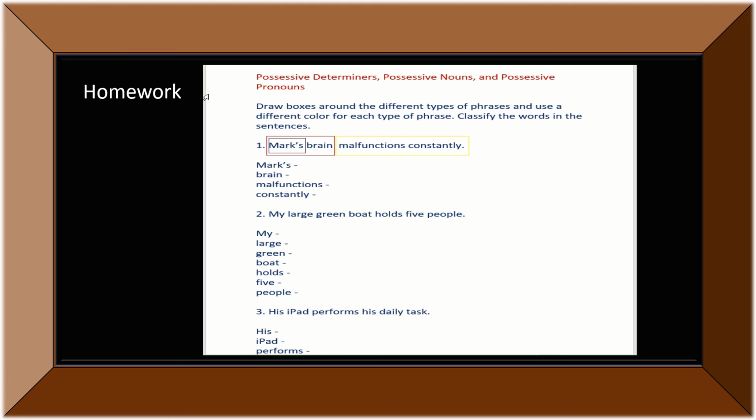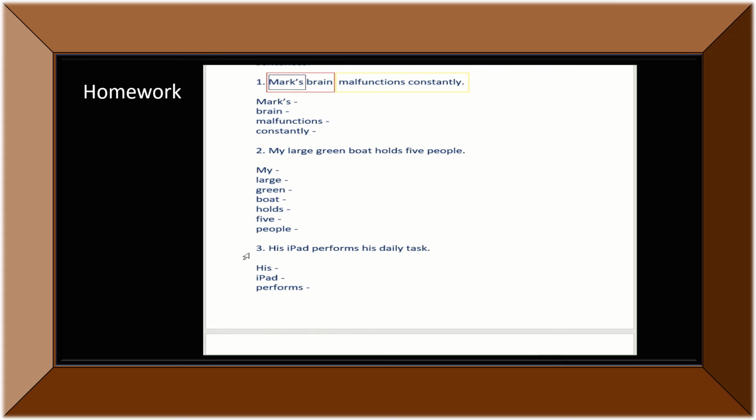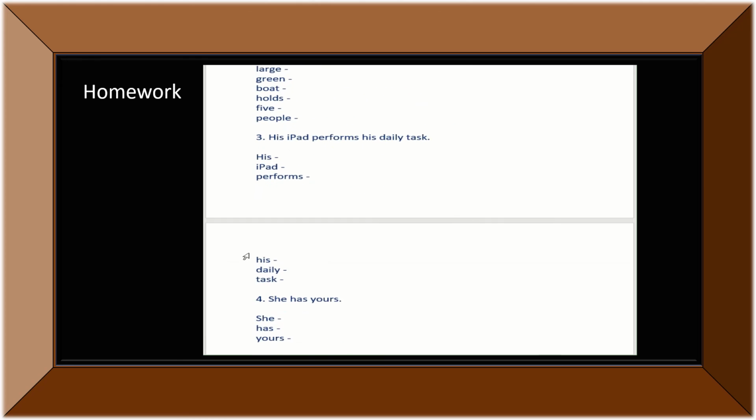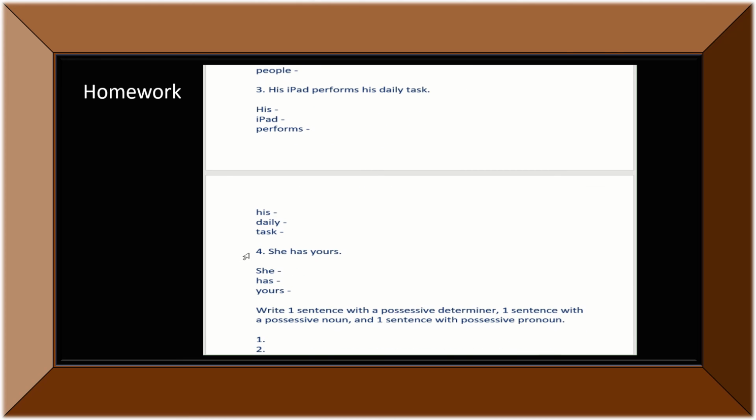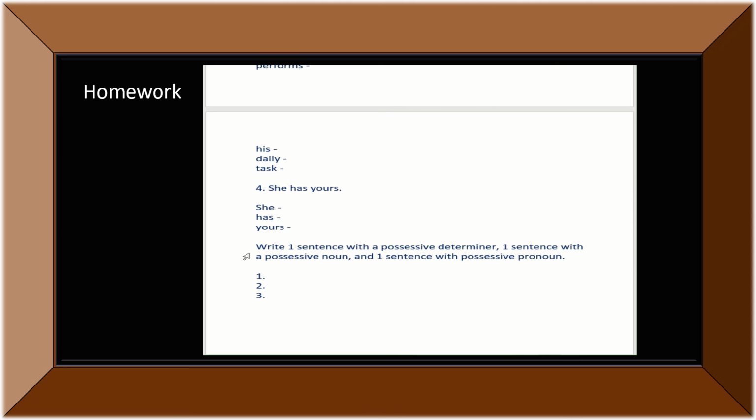Draw boxes around the different types of phrases and use a different color for each type of phrase. Classify the words in the sentences. Mark's brain malfunctions constantly. So you're going to have to add one more box in this sentence, and then you're going to classify the words in the sentence. My large green boat holds 5 people. His iPad performs his daily task. She has yours. Write one sentence with a possessive determiner, one sentence with a possessive noun, and one sentence with a possessive pronoun.